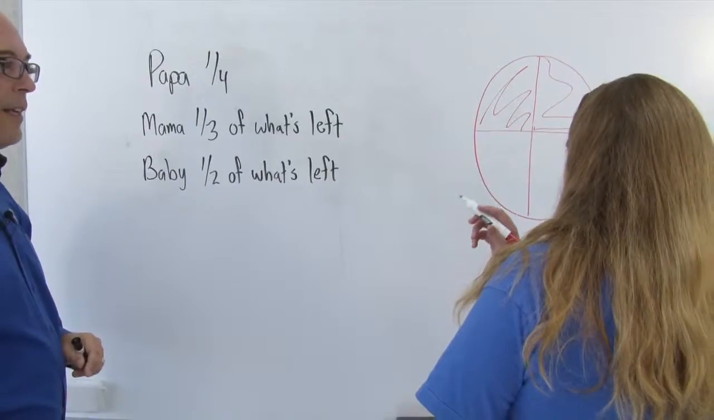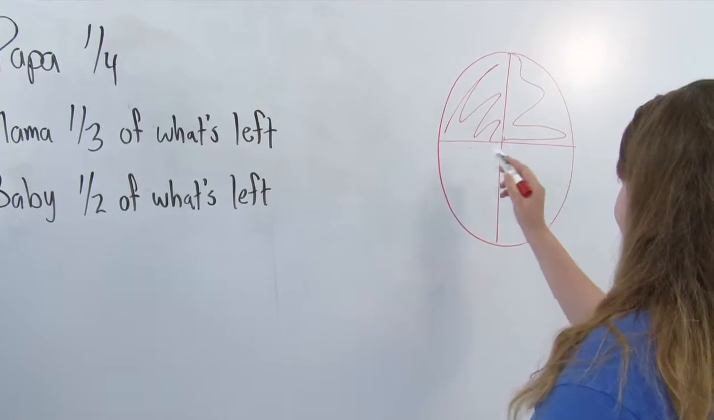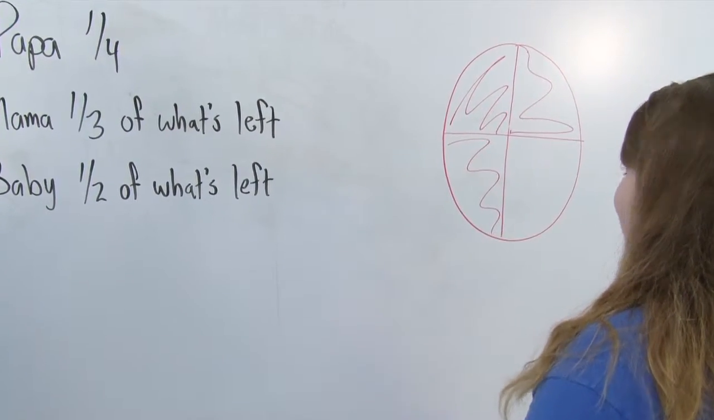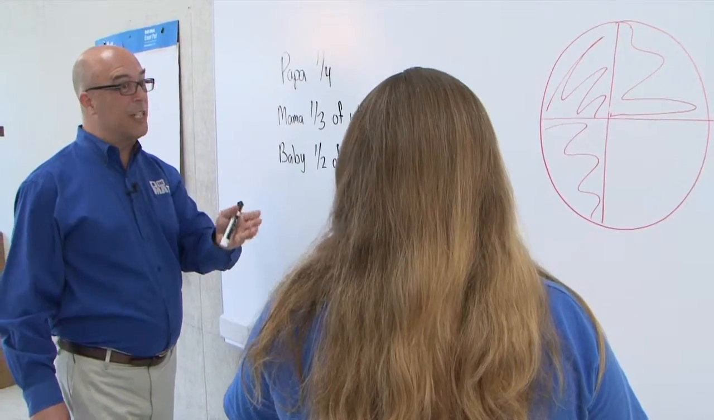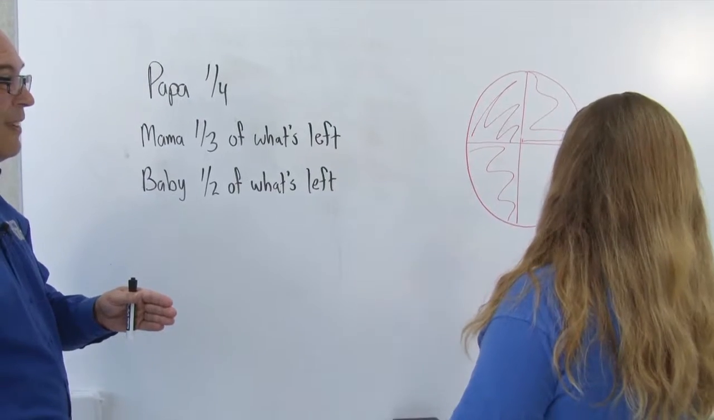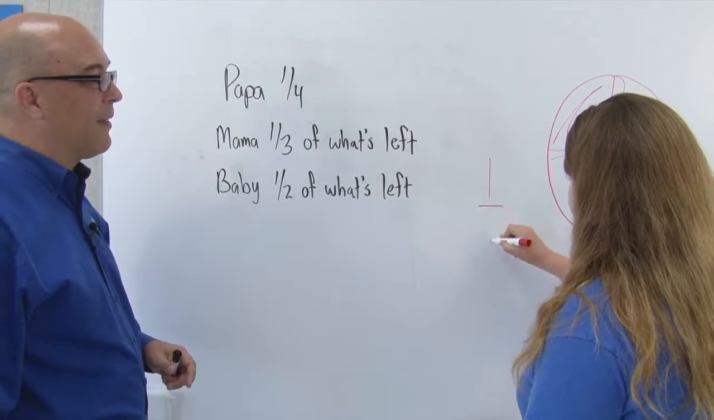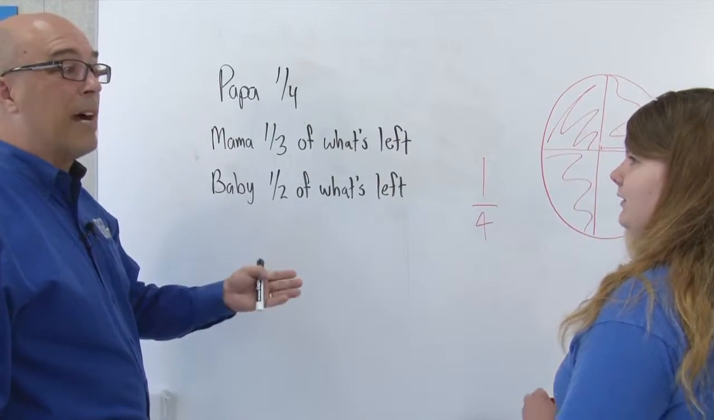Let's keep going. And then the baby ate half of what's left, so this is about half, and I'm going to take half of that away, which is 1/4. Okay, so the question now comes up, how much pie was left for Goldilocks? Oh, then it's 1/4 of a pie. So how are we going to write that? So 1/4 of the pie was left for Goldilocks.